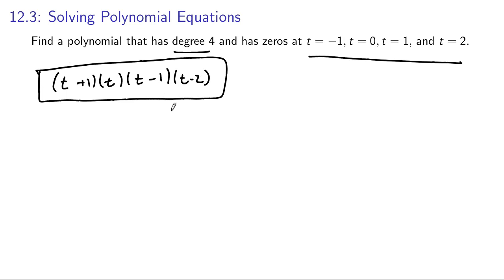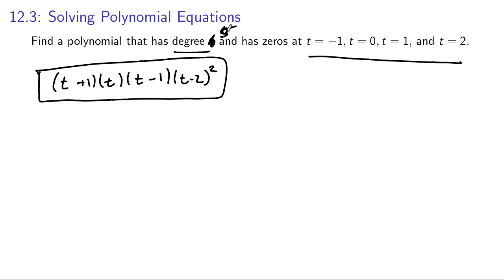We could multiply this out to show that it's degree 4, but that's obvious. But the leading term is going to be t to the 4th. What if it said, find a polynomial that is degree 5 and has these zeros? What we could do is square any one of these. And what that will do is put 2 zeros at one spot. And we'll talk about that in a minute, what the graph will look like when there's more than 1 zero at the same spot.